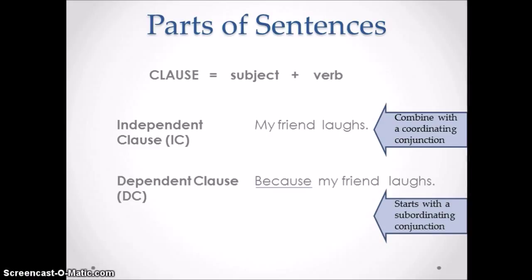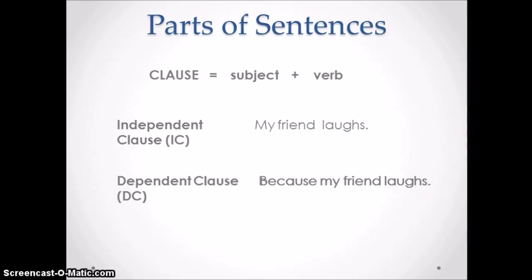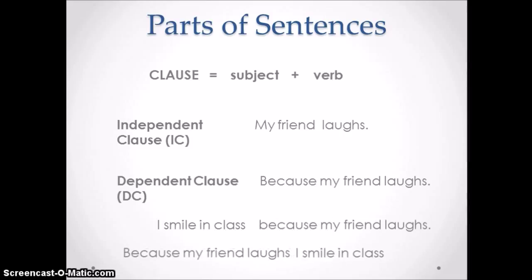Try out a few others. Since my friend laughs, whenever my friend laughs, although my friend laughs. They all require something more added to the sentence to make it a complete thought. One way to make it complete is to add an independent clause like, I smile in class. You can add a dependent clause after an independent clause, as in this example, and you don't need a comma between the clauses. You can also add a dependent clause before an independent clause. In this case, you do need a comma between the clauses because the subordinate clause at the beginning is considered an introductory element.